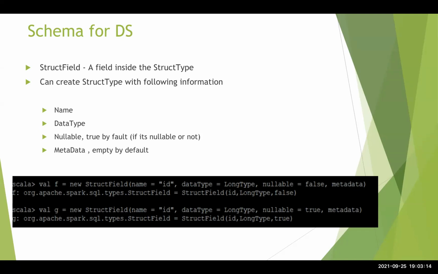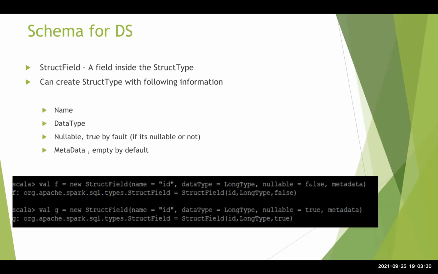So I'm creating this struct field. Name ID, data type long type, nullable false, and some metadata. I think I'm just leaving the metadata blank. And this is one. You can also pass nullable equal to true.